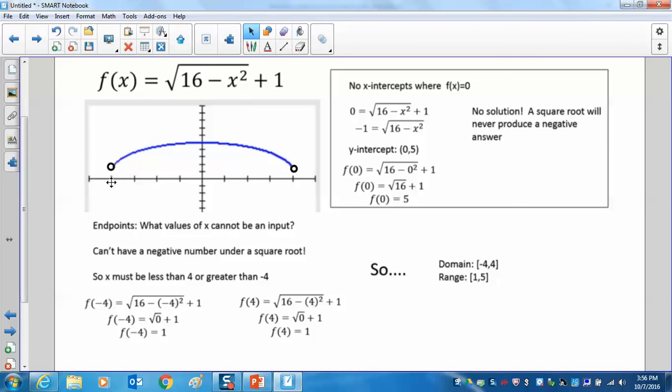That's the ordered pairs (-4, 1) and (4, 1). So just looking at a graph, we can tell that our domain runs from -4 all the way up to +4. Our range is from our lowest y value. If we scan our graph from bottom to top, our lowest y value is 1, all the way up to our highest y value, which is 5. So there's our range, from 1 to 5.